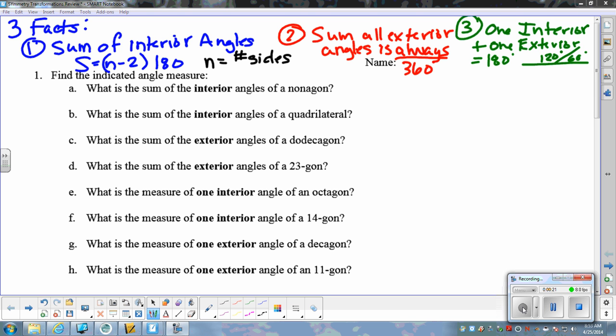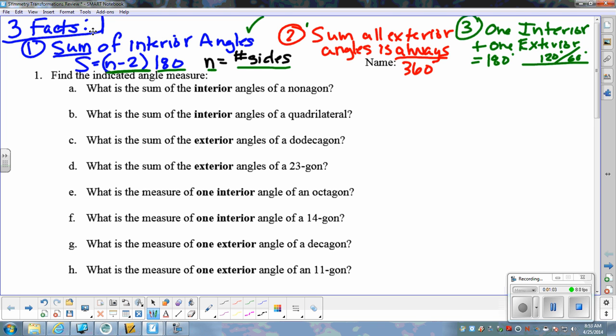As we begin with angles of polygons, there are three facts that we need to remember. First of all, the sum of the interior angles is equal to the number of sides minus 2, times 180 degrees, where n equals the number of sides of the polygon. We said in class when we break up a polygon, it can be broken up into a number of triangles, and so each triangle is worth 180 degrees. The number of triangles in a polygon is always the number of sides minus 2. So that is fact number 1.